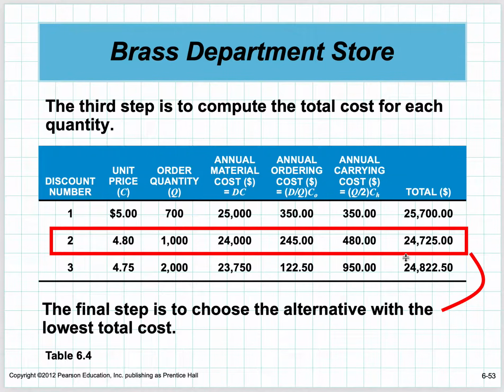The differences are not that much. This is about $1,000, so $1,000 is certainly worth something. I think the difference between here and here is not much. But let's assume that we want the minimum price, so I would go with this one.